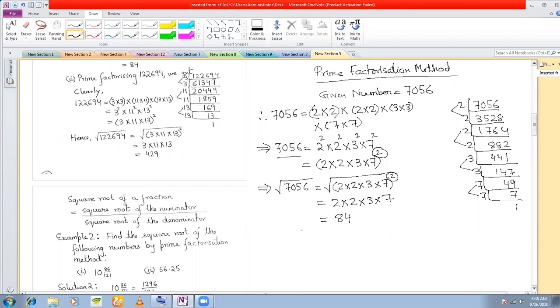Any questions in this prime factorization method? Otherwise, I can move to the next number.